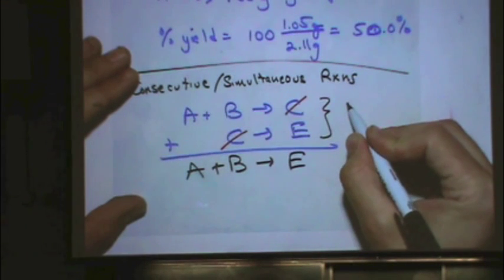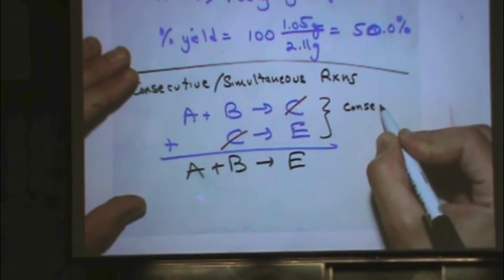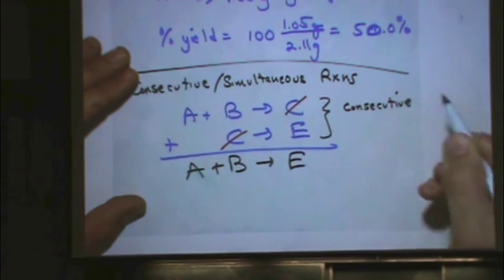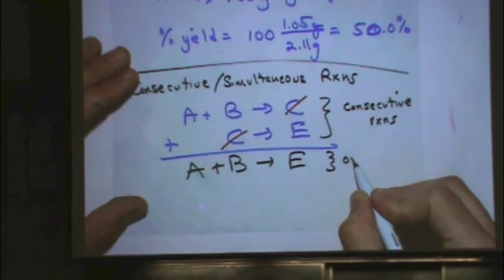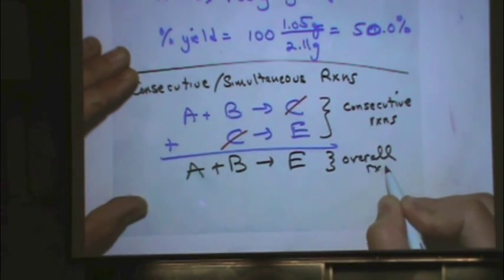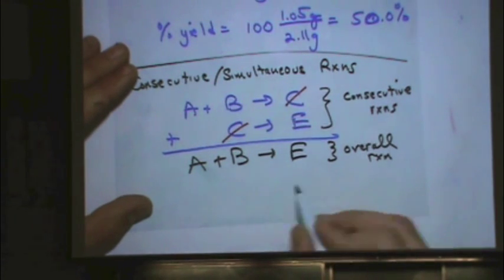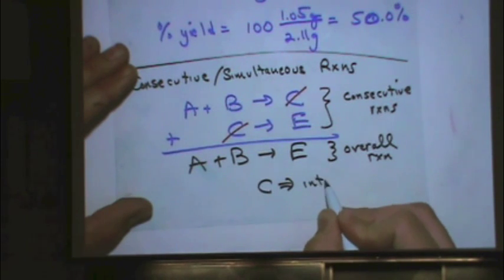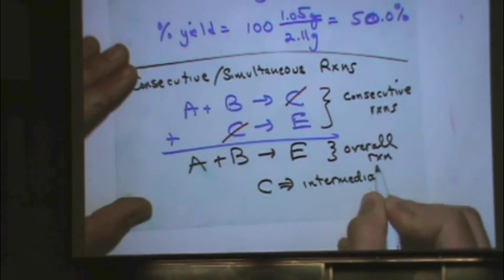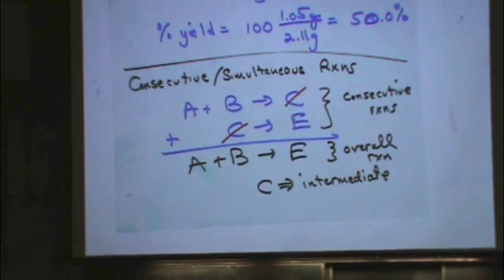These are called the consecutive reactions, or simultaneous, but we're going to use both interchangeably, consecutive reactions. This is called the overall reaction. And then C, the one that cancels, is called the intermediate. An intermediate is something that appears in the consecutive reactions, but doesn't appear in the overall reaction. Well, another way of saying that, there's no net rate of formation of C in this case.